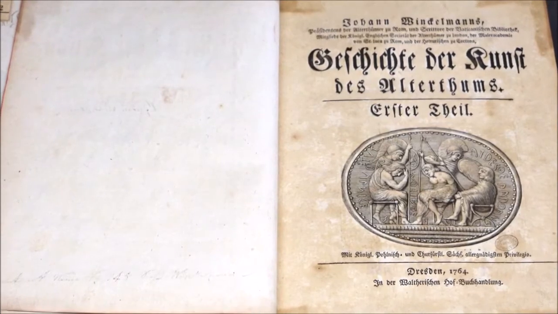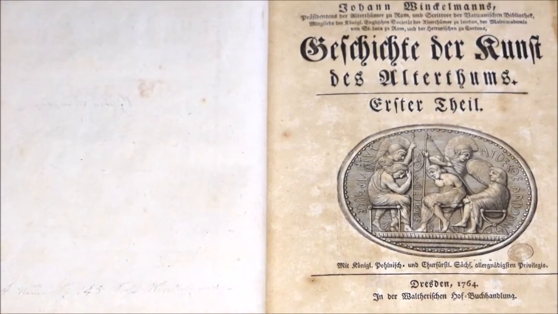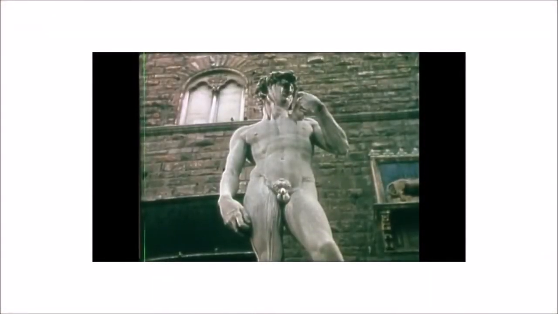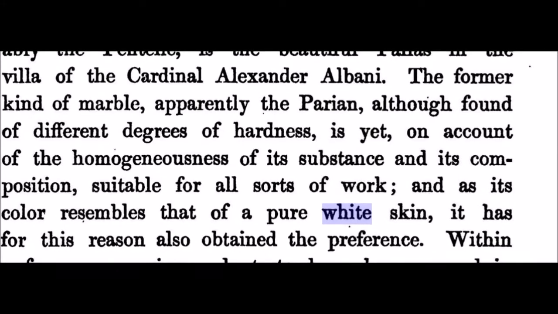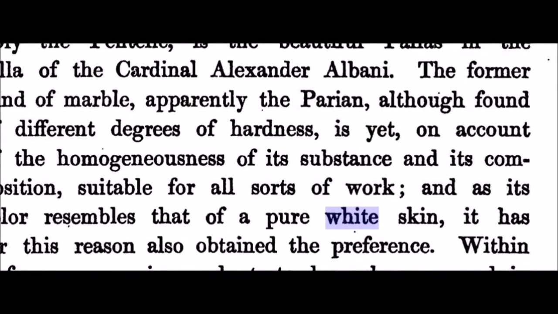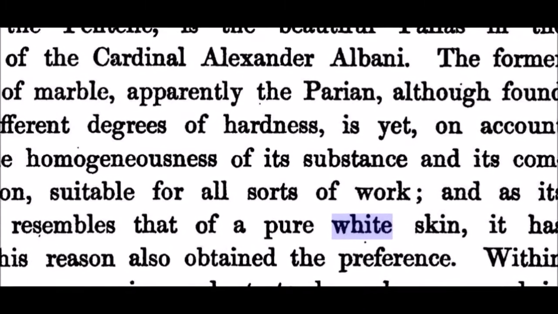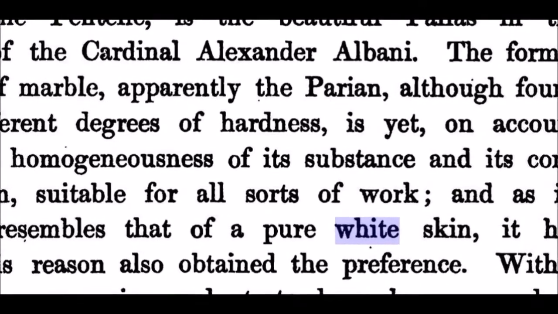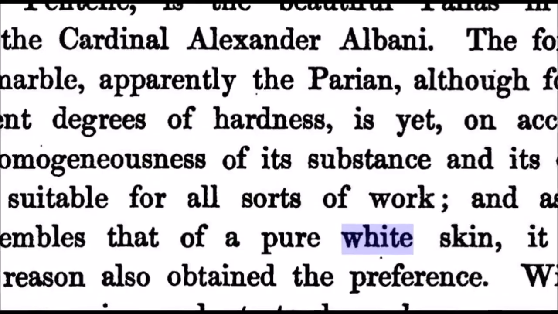The whiteness of the sculpture is seen as a strong part of its allure, and this passage is only one of many from his influential work that constructs whiteness as a key attribute of the classical past. Thus, while describing Parian marble, Winckelmann can be translated as, "and as its color resembles that of pure white skin, it has also obtained the preference," explaining why Parian marble was so popular. This interpretation of ancient aesthetics shaped classical art.